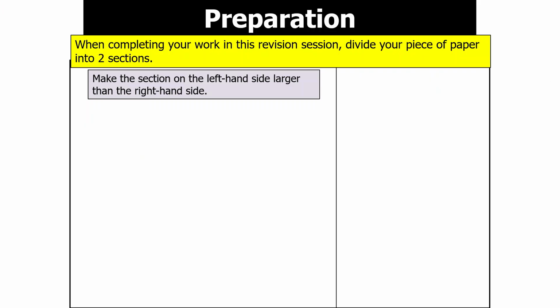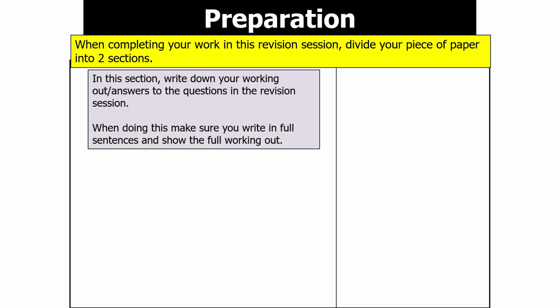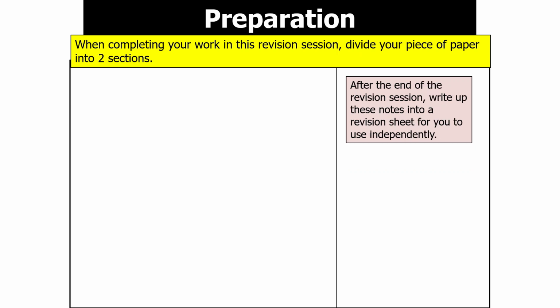When you're completing this revision session, divide your piece of paper into two sections. Make the section on the left hand side larger than on the right hand side. In this section, please ensure you write down your working out and answers to the questions in your revision session. When you're doing this, make sure you write in full sentences and show your full working out. Whilst in the right hand side, write down any bits of information which you find useful or any hints and tips on answering questions from this revision session. After the end of the revision session, write up these notes into a revision sheet for you to use independently.